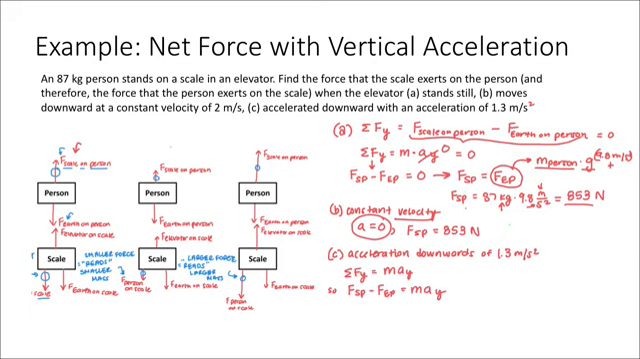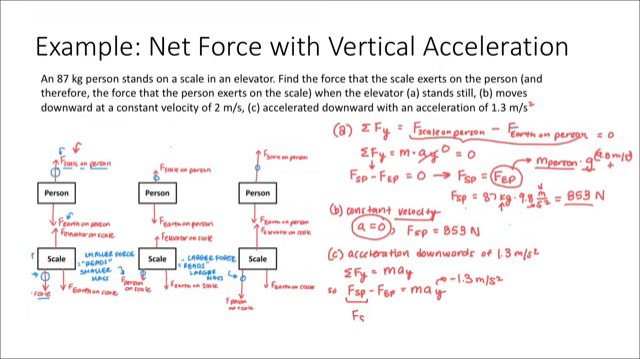So it's still the upward force that the scale exerts on the person minus the force that the earth exerts on the person. Now this time, that's equal to m a_y, just as before, but a is not 0. a is actually going to be negative 1.3 meters per second squared. Why negative, you ask? Well, if I'm accelerating downwards and I'm calling down negative, then my a would be negative here.